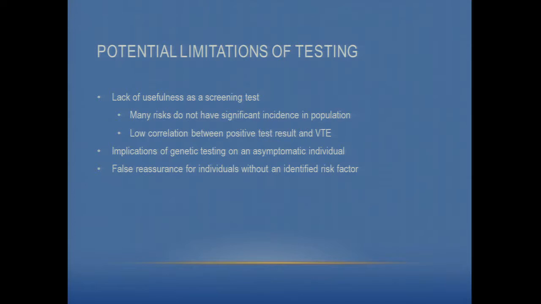False reassurance is, of course, a problem. So you have a family come in. Everybody in the family's had clots, DVTs, PEs. You do testing, and you find nothing. You can't find an inherited risk factor. So what do you do? Do you tell the family, oh, good news, there's nothing that runs in your family that causes clots? Have a nice day, see you later.